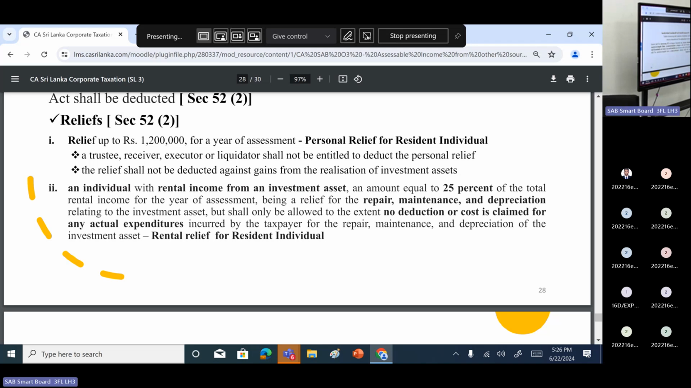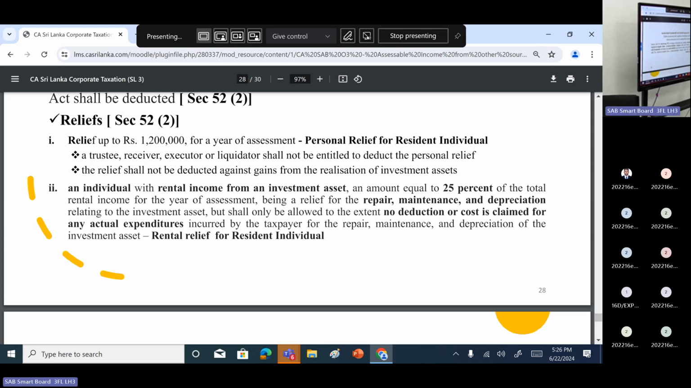Right? If he is deducting actual expenditure for repair or maintenance, he cannot get that credit. If he doesn't have any expenditure, still he can claim 25%. Can they deduct actual? Yeah, even actual they can.